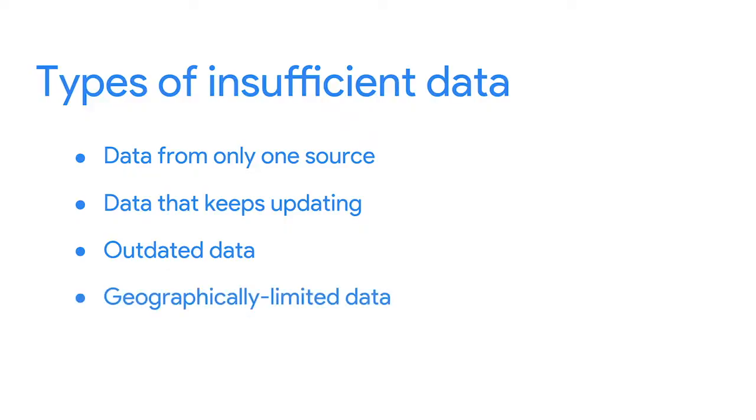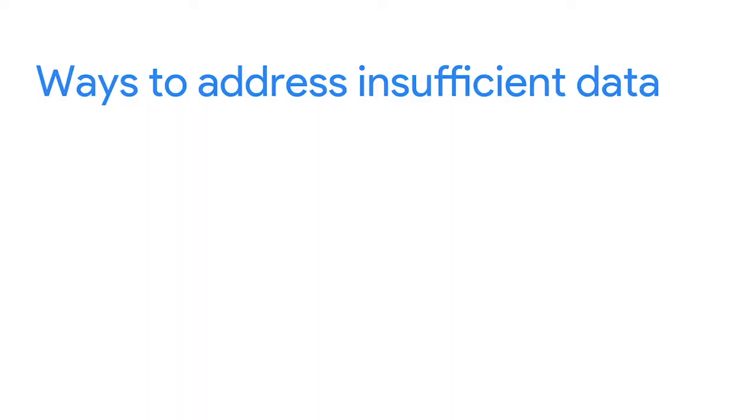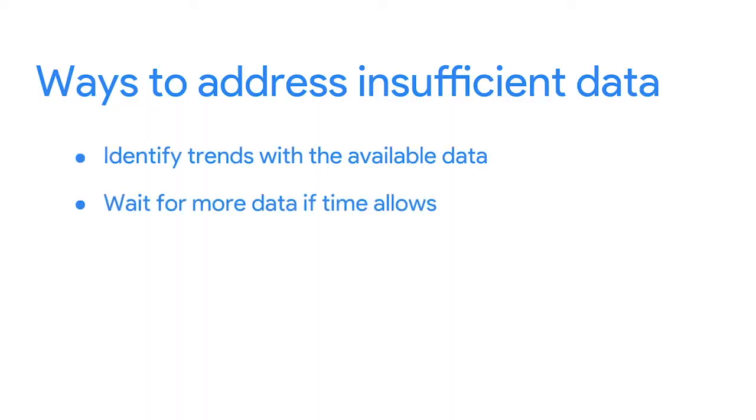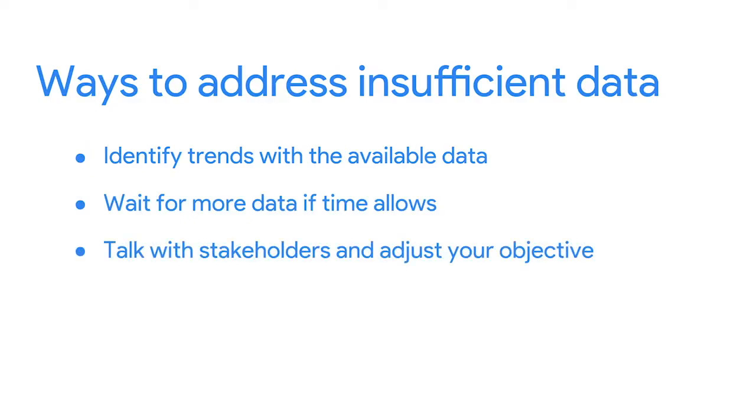Data that's geographically limited could also be unreliable. If your company is global, you wouldn't want to use data limited to travel in just one country. You'd want a data set that includes all countries. So that's just a few of the most common limitations you'll come across, and some ways you can address them. You can identify trends with the available data, or wait for more data if time allows. You can talk with stakeholders and adjust your objective, or you can look for a new data set.